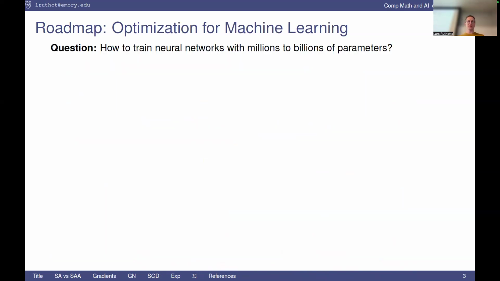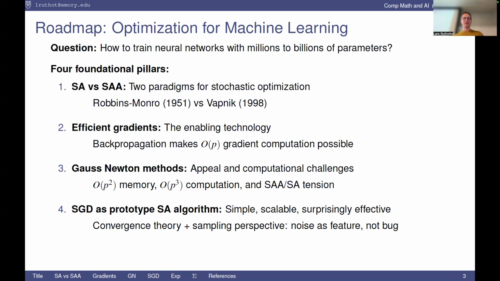Okay, so the key question is, how do people train neural networks when you have millions or billions of parameters? And I think one of the things that we learn typically is that this must be some gradient-based optimization, because anything else would not scale in such high dimensional spaces, but then what?